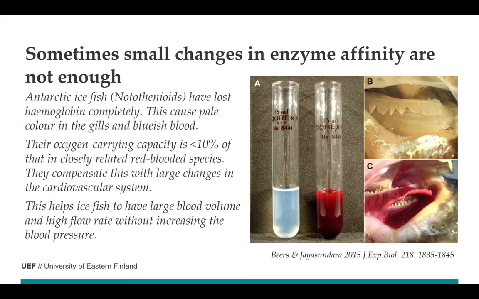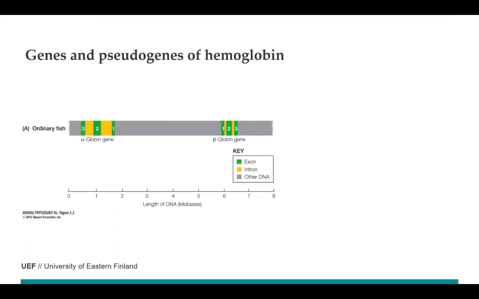But how can this hemoglobin be lost? Well, we have genes and pseudogenes. We have genes that code proteins, and then we have genes that are not able to code proteins, and these are pseudogenes. In vertebrates, hemoglobin contains alpha and beta globin subunits.